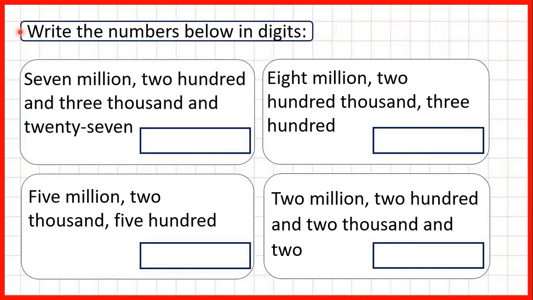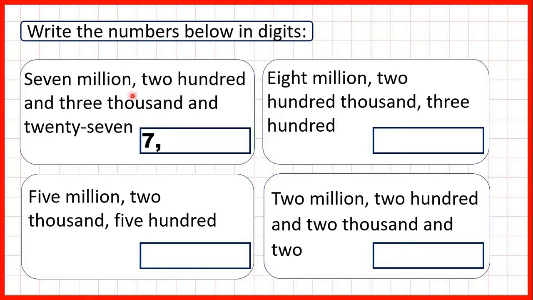We need to write the numbers below in digits. First, we have 7,203,027. So what we can do to write numbers in digits is read the number up until we see the word million, and we have 7 million, so we can write a 7 and then a comma. Then we continue reading the number up until we see the word thousand.